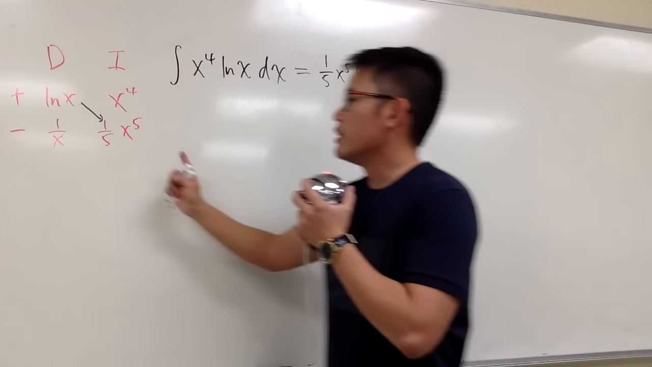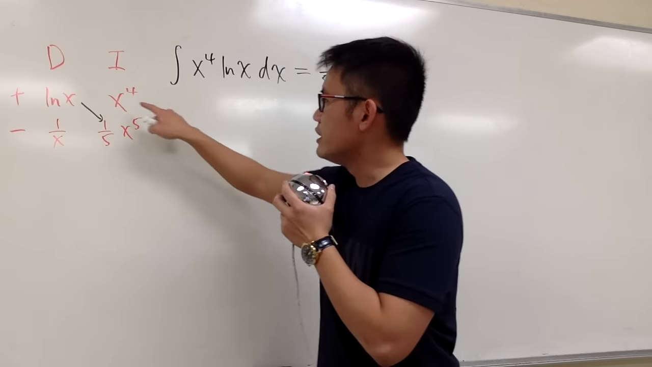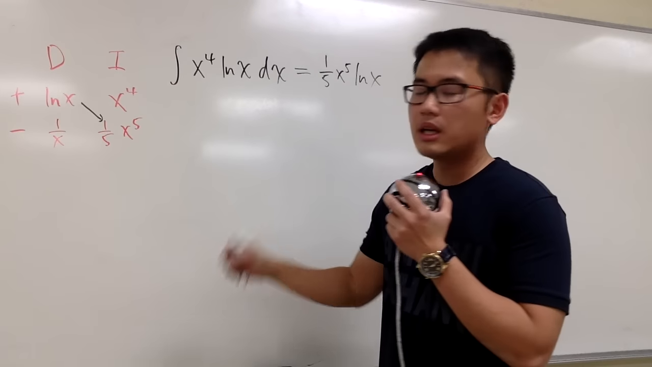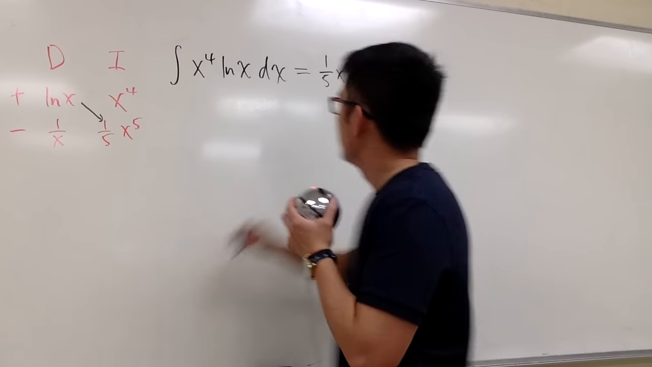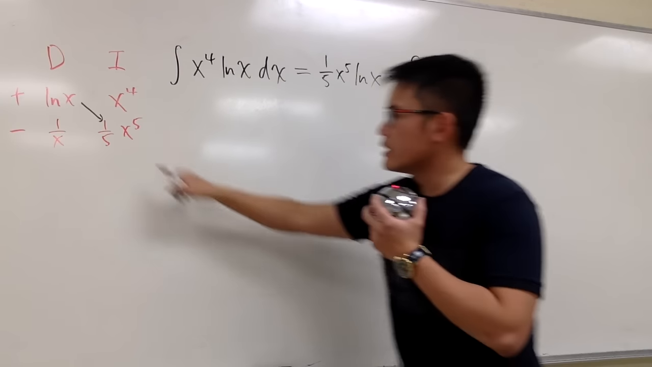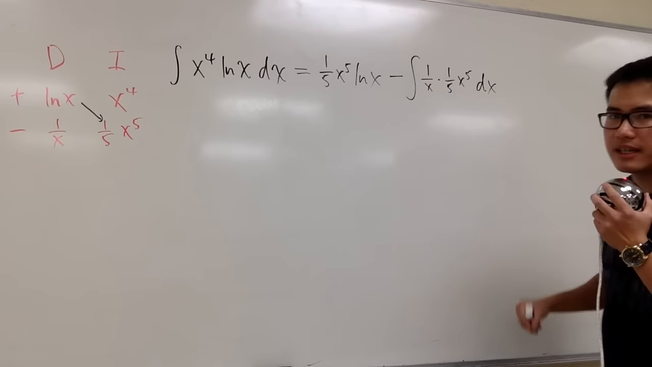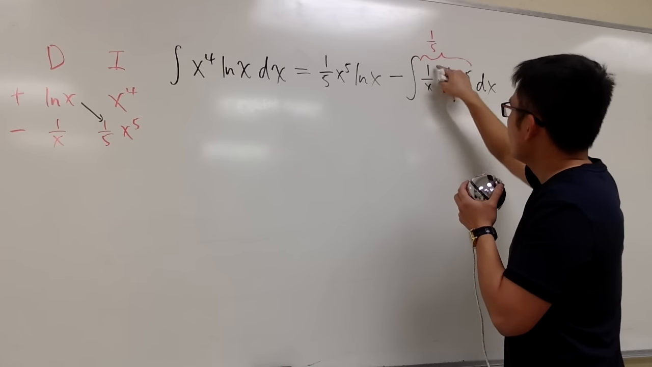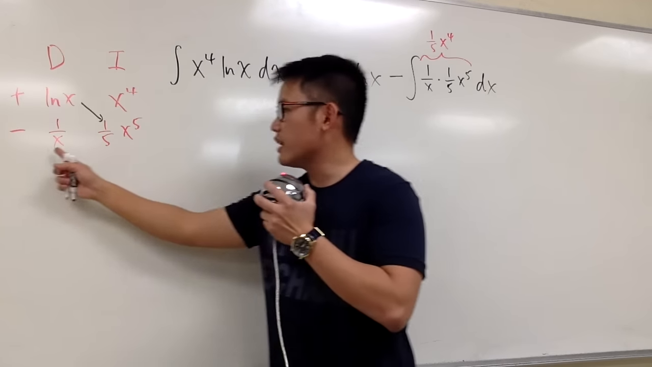And then remember, the product of a row with a sign is still an integral. Just like the original one, x to the fourth power times ln x, it was a positive integral to begin with, wasn't it? The product of this right here is still an integral. And first of all, it's a minus integral. Let me put this down right here for you guys. 1 over x times 1 over 5 x to the fifth power. And because this is an integral, we put down a dx. And look at this right here, it is just 1 over 5. And then 1 over x and x to the fifth power is x to the fourth power. Earlier, I was just looking at the function part.